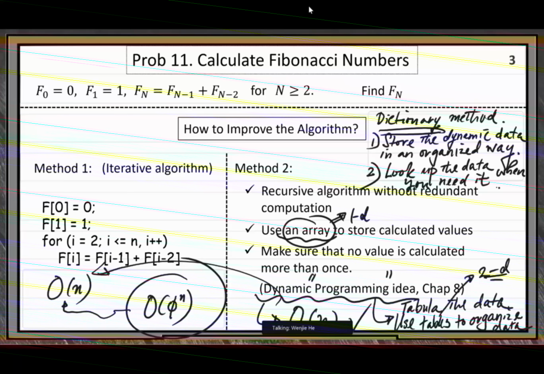Dynamic programming. Here we need to use this method to remove the redundancy. Our dictionary is just a simple array. When we calculate the Fibonacci numbers, after we find one Fibonacci number, we store it in our array dictionary. Next time, when we need to calculate a new Fibonacci number, before we do the calculation, we look it up in the dictionary first.